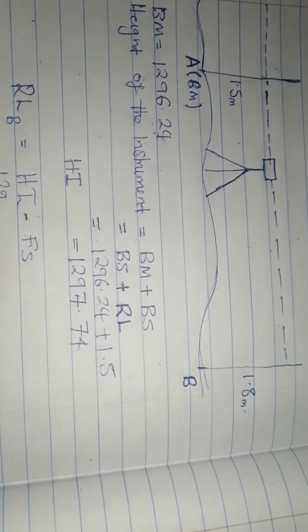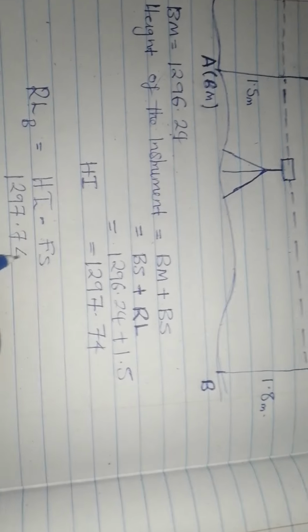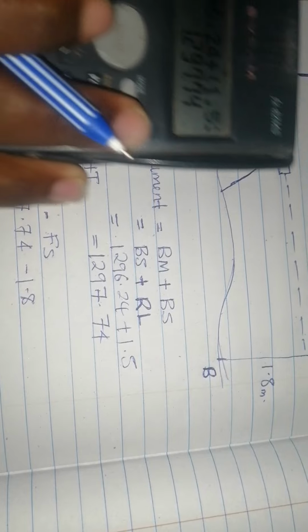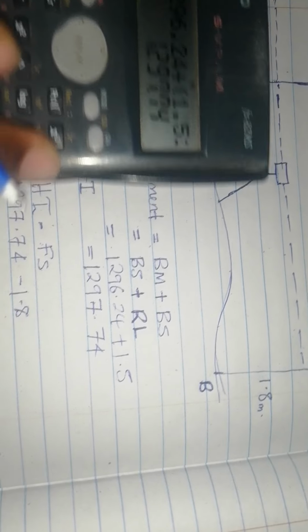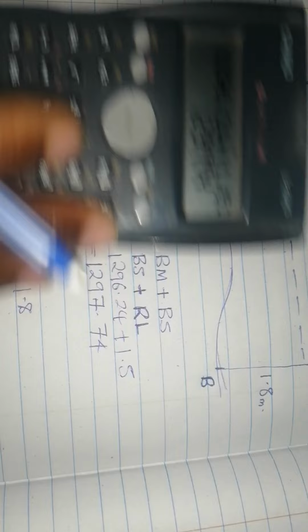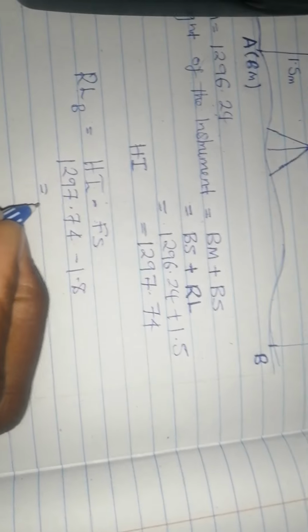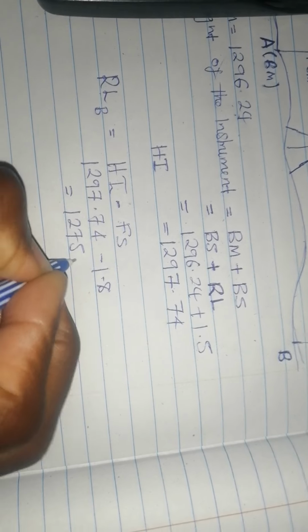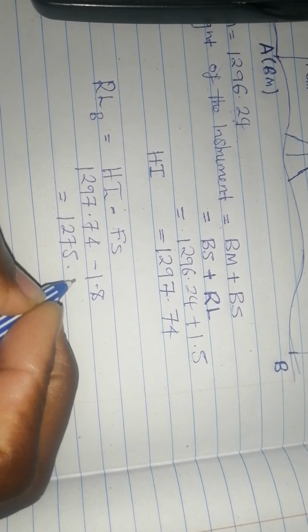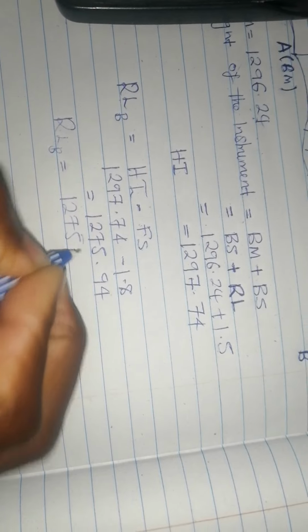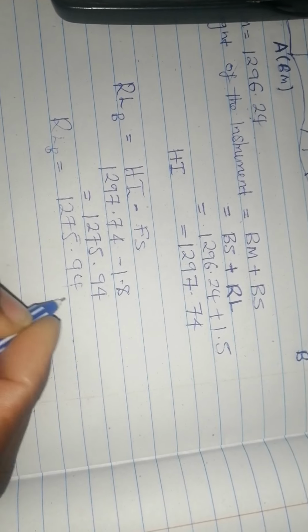So you say 1297.74 minus 1.8 is equal to, so we have that 1297.74 minus 1.8. You have 1275.94. So that is the reduced level at B, equal to 1275.94. This is the value there.